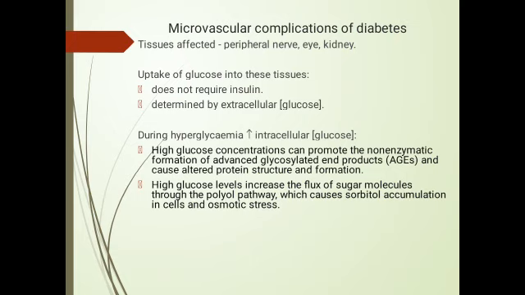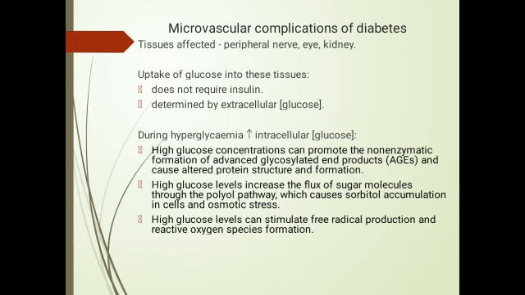Then the second mechanism is that high glucose level increases the flux of sugar molecules through the polyol pathway. So more sugar will be metabolized by the polyol pathway, which will cause sorbitol accumulation in the cells and osmotic stress and cell damage. Sorbitol is a sugar alcohol which will accumulate within the cell and produce cell damage. And the third mechanism is that high glucose levels can stimulate free radical production and reactive oxygen species formation.